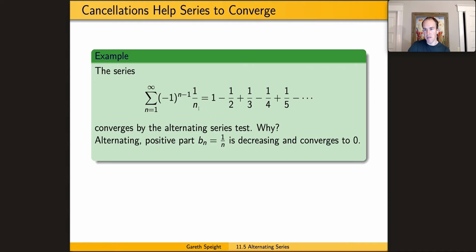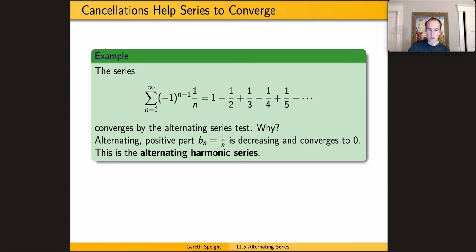The sign is alternating, and the positive part is 1 over n. The positive part 1 over n is decreasing. It's getting smaller as n gets larger, and it converges to 0 as n goes to infinity. Okay, so we have an alternating series. The positive part 1 over n is decreasing and goes to 0. Hence, by the alternating series test, the original series converges.